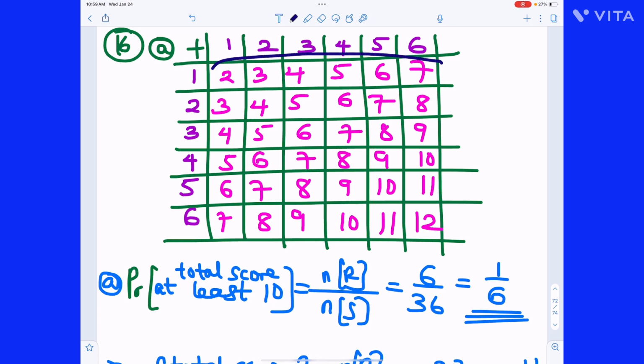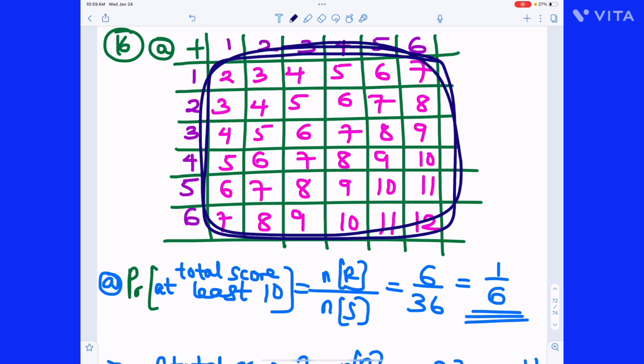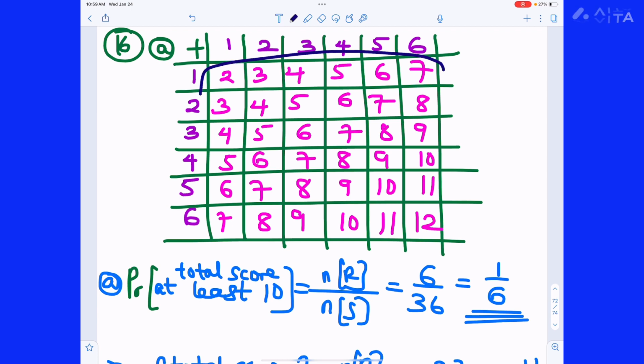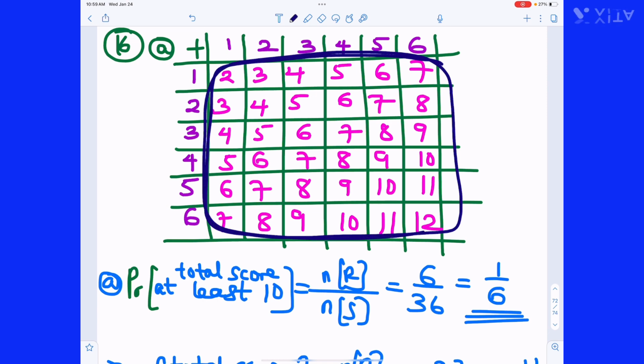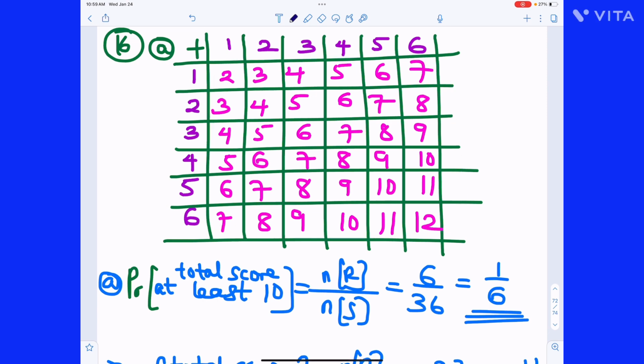All of these outcomes are 36 in number. Look at that line. They are 36 in number. The outcomes are 36 in number here. So I don't want to go beyond the outcomes. They are 36 in number if you count them, 6 times 6.